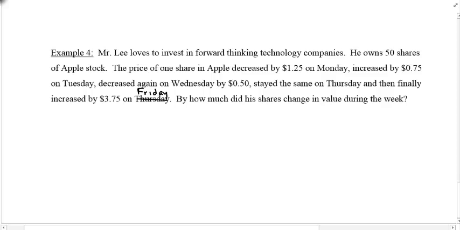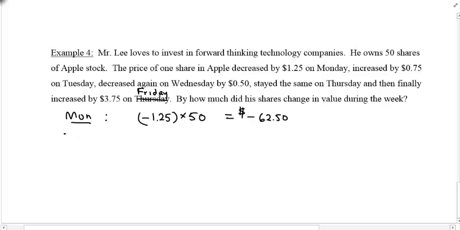So, the question is, look, when I buy a share, it's like a portion of the company. I got 50 of these. And on Monday, it decreased by $1.25. So on Monday, when I decreased by $1.25, that's like a negative. So negative 1.25. If I lost $1.25 on one share, how much would I have lost for 50 shares? I just multiply it by 50. And I would have lost, I think, $62.50. Brutal.